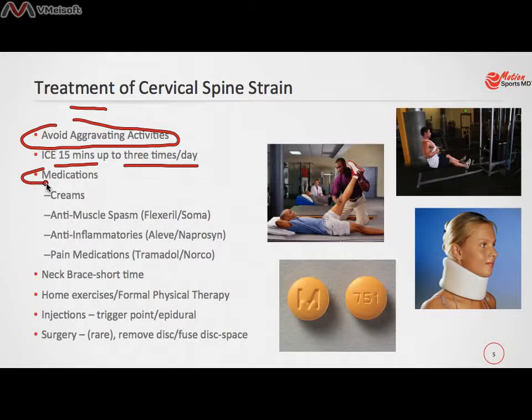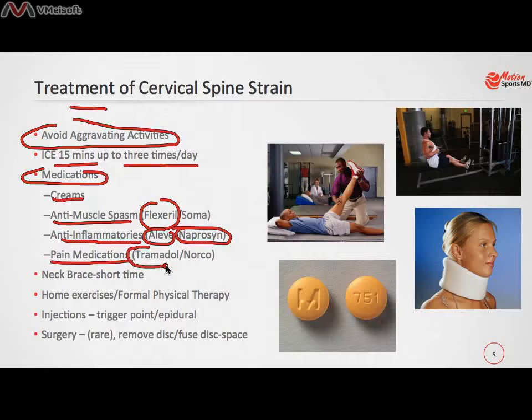Some medications can be used, so some over-the-counter creams or some creams that we can provide can help decrease the localized pain. We can give some anti-muscle spasm drugs like Flexeril, and some anti-inflammatories like Aleve and naproxen. Some pain medications have also been found to be helpful, like tramadol and Norco, but those are usually just in very severe cases when the patient's really not getting better.